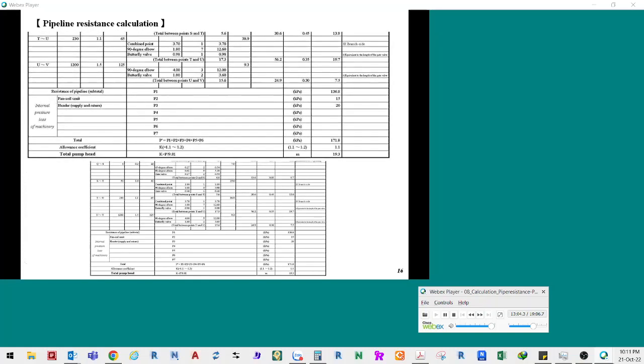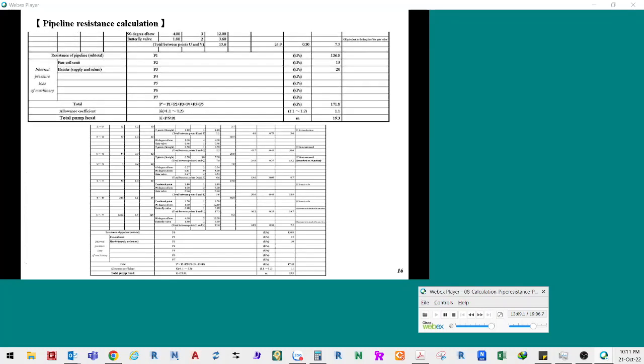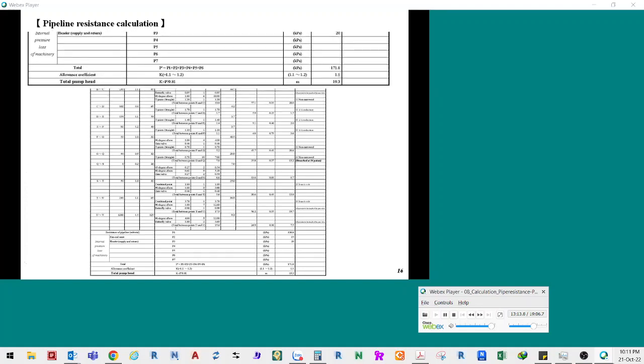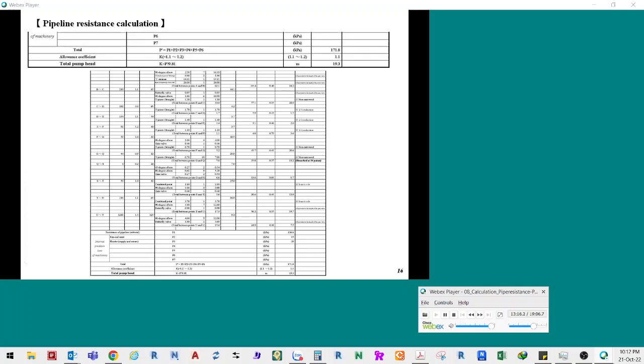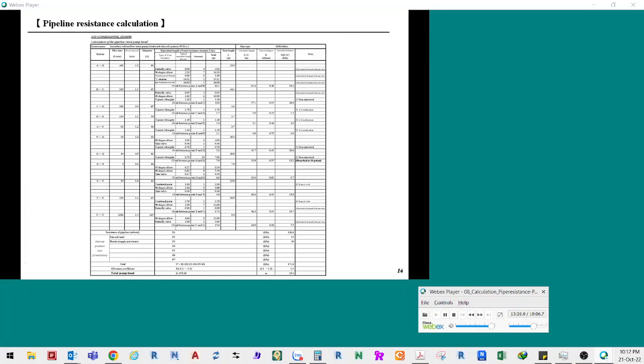The unit Pascal is used to calculate the pipeline resistance. In addition, the pump head is required to know the pump performance. The pump head is determined by dividing the pipeline resistance multiplied by the allowance coefficient by 9.81. Select a pump by using the performance curve shown in material including catalogs published by manufacturers. In this calculation example, a closed circuit is considered.